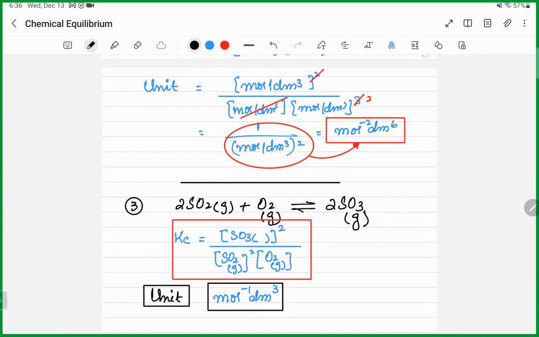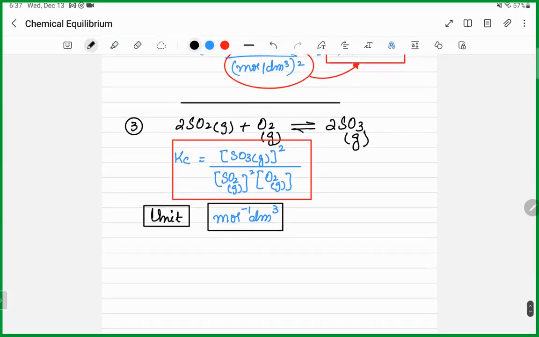Done? Can you please check it? Is it correct? SO3 gas. Done है बेटा? Correct है? ठीक है? Good. So if you are dealing with the equation that include all gases, if you are dealing with the equation that include all liquid, आपको ये काम करना पड़ेगा.